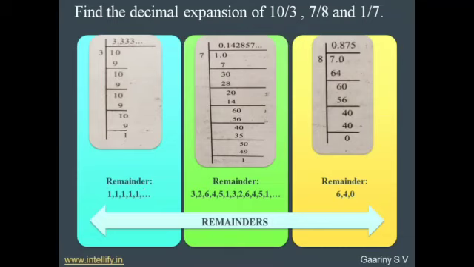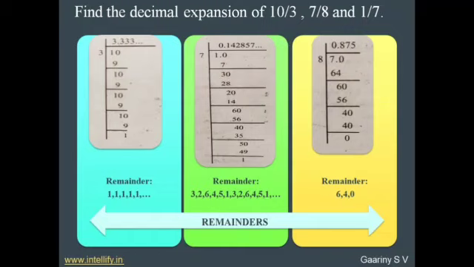Okay, now let's look at another example, 1 by 7. When we divide 1 by 7, 1 is less than 7. So we are putting a decimal point in the quotient. After putting that, you can add a 0 in the dividend. Okay, when you divide 10 by 7, you have to place 1 in the quotient. So 1 times 7 is 7. So 10 minus 7 is 3.